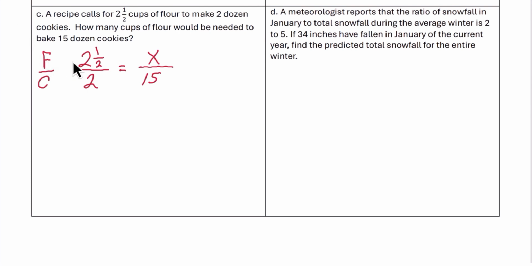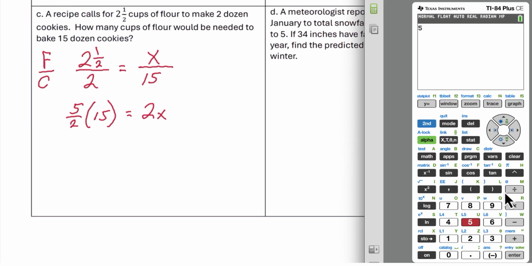2.5, it might be easier to convert that to either a decimal or an improper fraction. I'm going to use an improper fraction. 2 times 2 is 4, plus 1 is 5. And we keep the same denominator. So 2.5 we're writing as 5 halves. We multiply that by 15. That's going to be set equal to 2 times x. Now we can multiply 5 divided by 2 times 15. This gives us 37.5, which is equal to 2x.